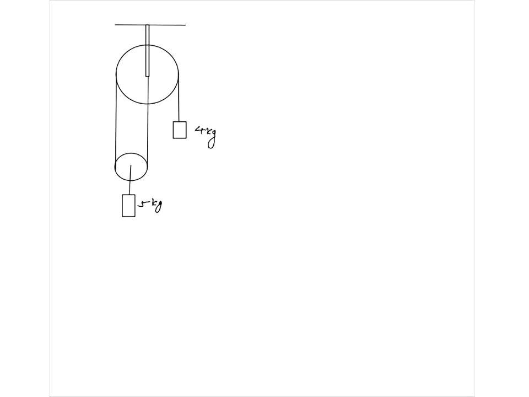Now, in this problem, we have a big pulley, which is a fixed pulley. It is connected to the support. This string passes over a movable pulley, and there is only one string. All usual things are there: light, frictionless. Masses are given.